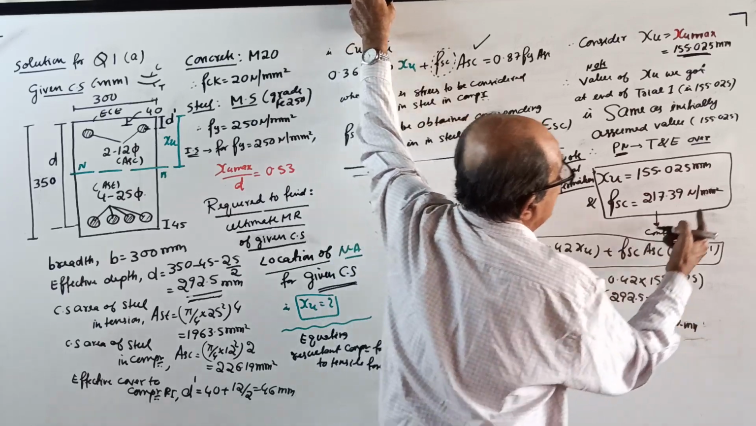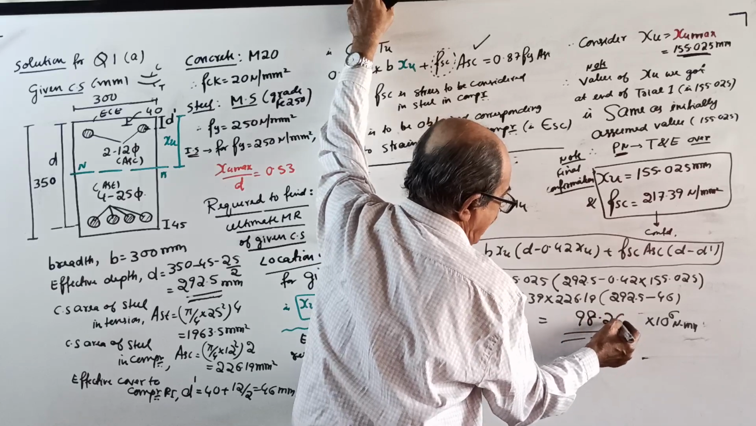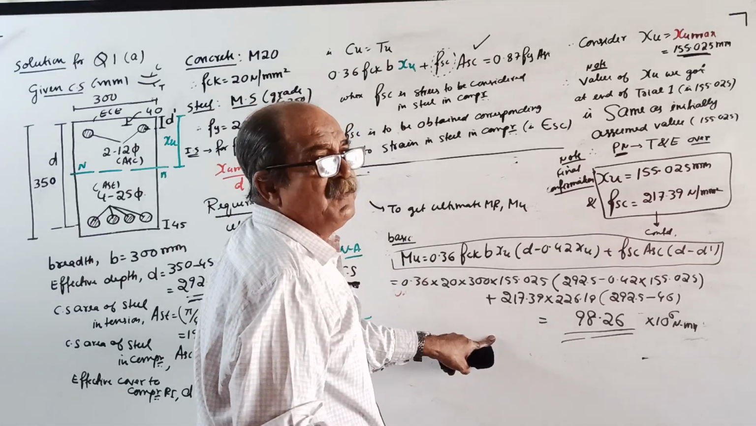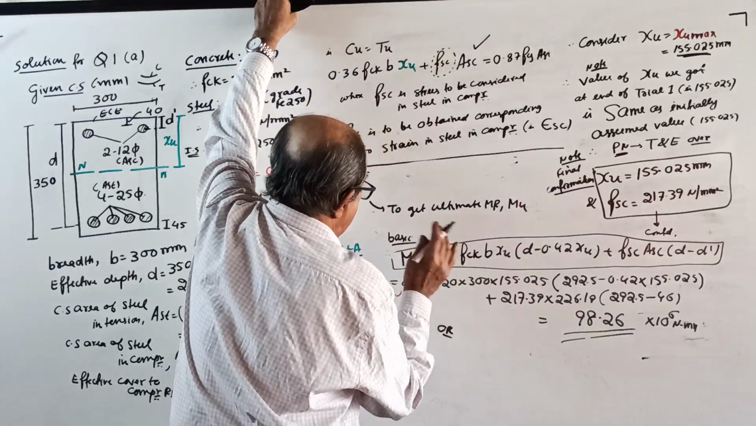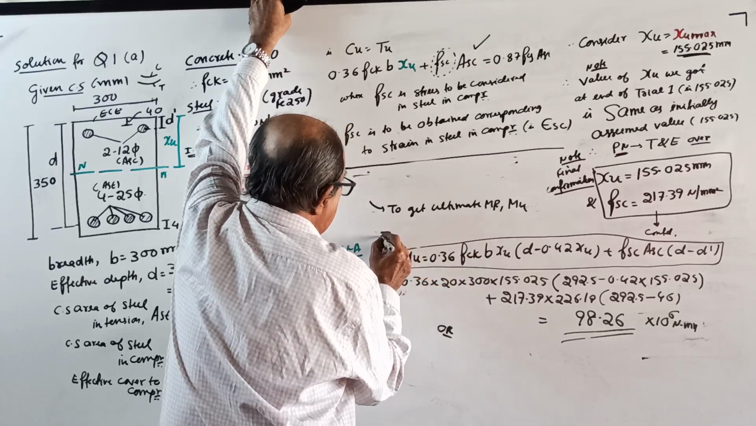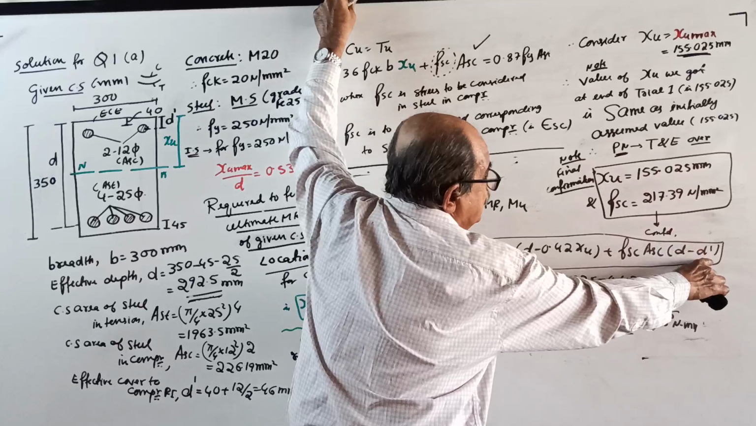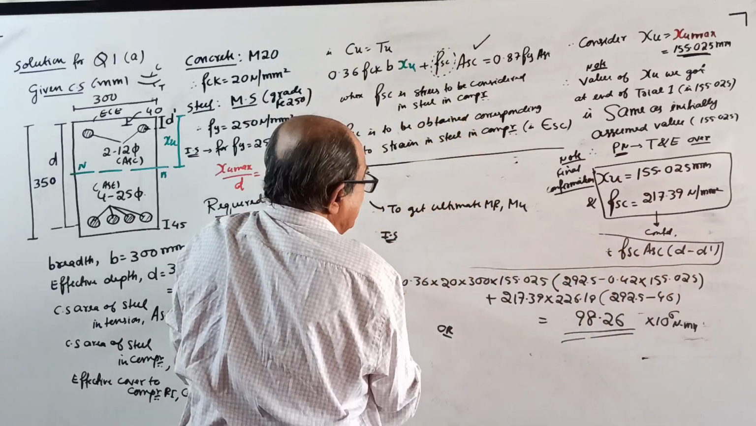Write the answer. I got the answer 98.26 10 to the power 6. This I calculated so that I can save the time. Now I will rub and write once again to save the time. Suppose you go for the IS code version, then see, this will remain the same. This will change over to, write correctly once again.